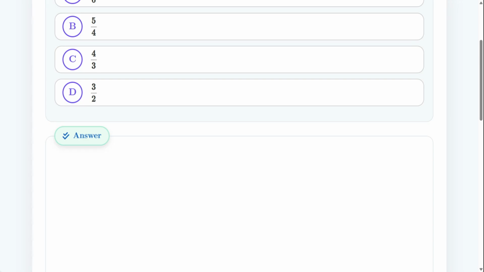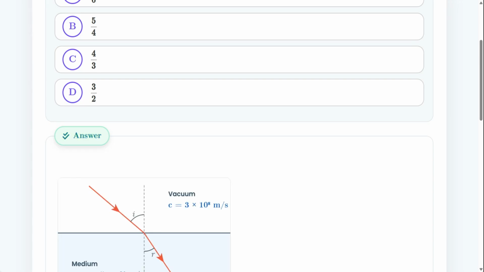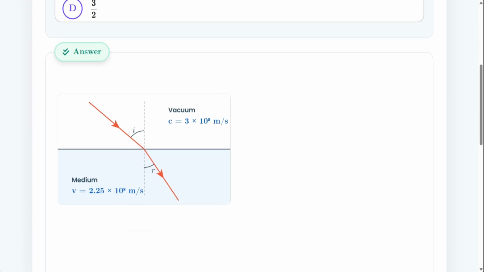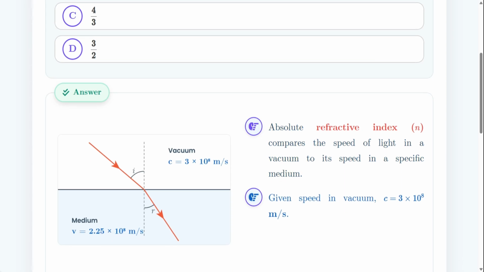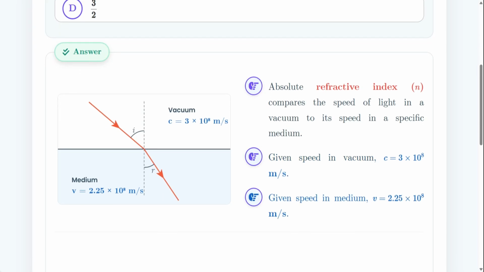Let's go through the solution step by step. Consider the visual representation. As light enters the medium, its speed decreases. Absolute refractive index n is the ratio of the speed of light in a vacuum to its speed in that medium. We are given the speed in vacuum, c is equal to 3 into 10 to the power 8 meters per second, and the speed in the medium, v is equal to 2.25 into 10 to the power 8 meters per second.